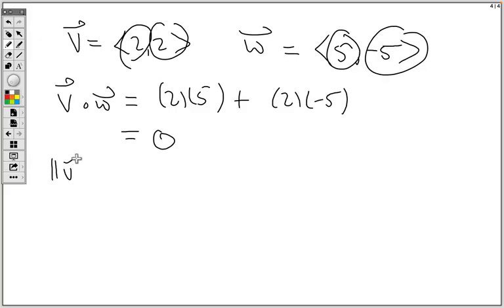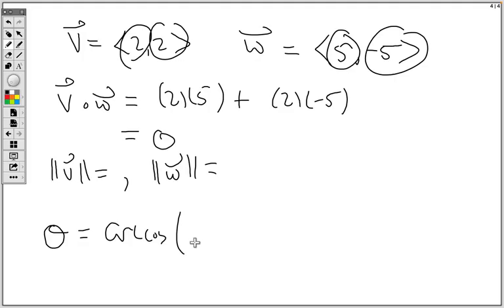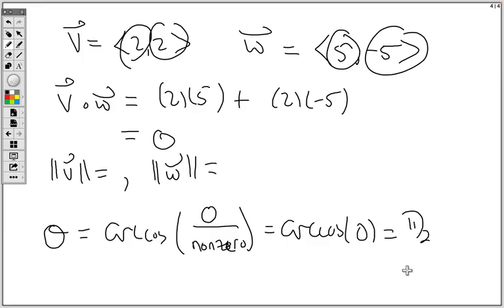So it really doesn't matter what the length of V or the length of W works out to be. V and W are non-zero vectors, so they'll have non-zero lengths. We're going to have 0 in the numerator here, and we'll end up with some non-zero number in the denominator. So we just get the arc cosine of 0, which is pi over 2, aka 90 degrees. So that means that we should have a right angle between V and W. So let's fire up Desmos and see if that seems to make sense.